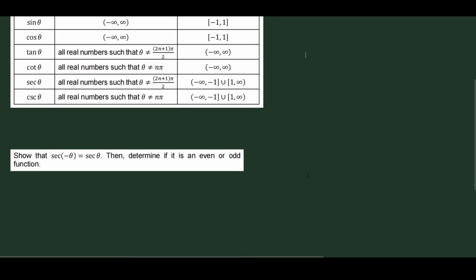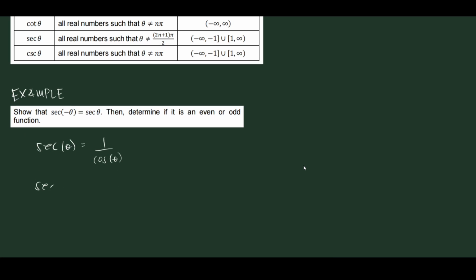Okay, now let's apply the odd and even concept here. This is our first example. They ask us to show that secant negative theta is equal to secant theta, then determine if it is an even or odd function. Let's try. First, we should determine what secant theta is. Secant theta, we know, is 1 over cosine theta, right? So secant negative theta is equal to 1 over cosine negative theta.